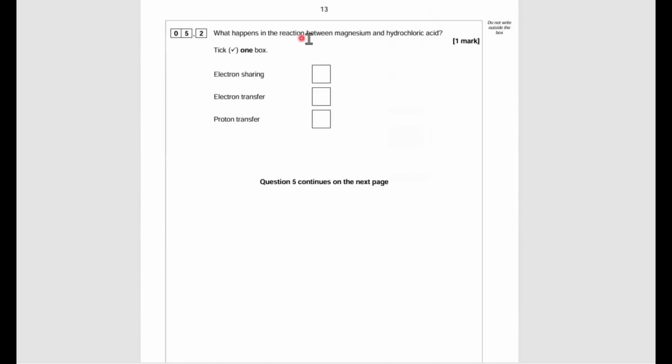5.2, what happens in the reaction between magnesium and hydrochloric acid? Electron sharing, electron transfer, proton transfer. So how do we know? Well, what is magnesium? You might want to pause the video, see if you can have a go. I'm going through the explanation. That's a metal. Chlorine's a non-metal. Well, hydrochloric acid is, but essentially magnesium becomes an ionic compound. And of course, it's electron transfer. So it is electron transfer.